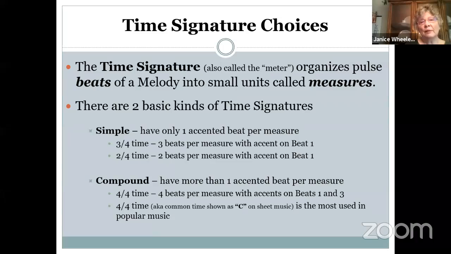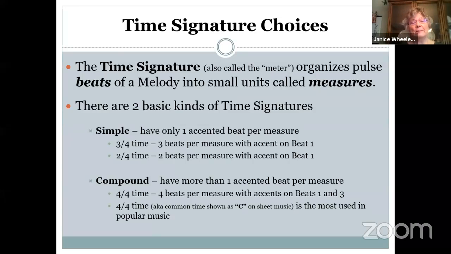So what kind of time signatures are there? Well, there are two basic kinds. Simple have only one accented beat per measure, and 3/4 time is considered a simple time signature. 3 beats per measure with accent on one beat. So when we hear someone count 3/4 time, they count it 1, 2, 3, 1, 2, 3, 1, 2, 3. If we had a melody in 2/4 time, that's 2 beats per measure with an accent on beat 1. And that would sound like 1, 2, 1, 2, 1, 2.